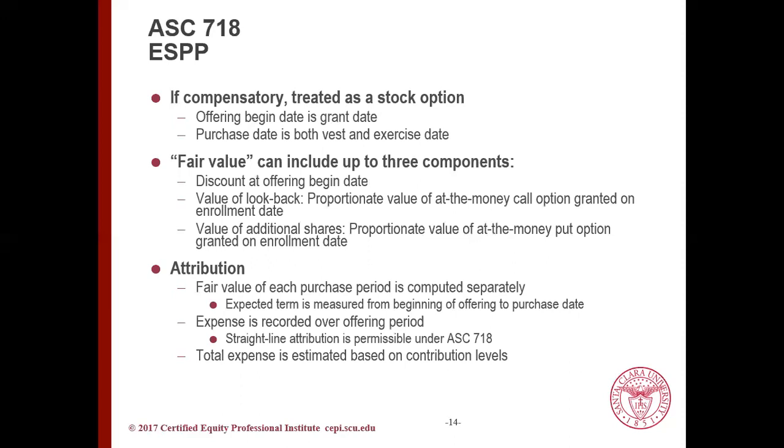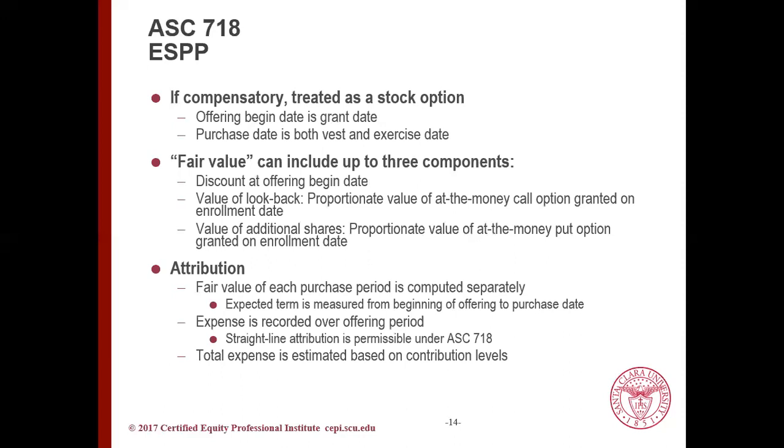The second is the value of the look back. So if you allow people to purchase at the lower of the enrollment date or the purchase date fair market value, that sort of gives the employee the right to buy stock in the future at a price that was set today. So it's an option. It looks exactly like a stock option, and we have to use an option pricing model. Usually we would use the Black-Scholes model to calculate the value of that option, and then we'll take a proportionate value of it. So we've already included the 15% discount. If we have a 15% discount, we've already included that discount in our fair value on a dollar for dollar basis. So we would just take 85% of the value of the option, and that would be also included in our fair value.